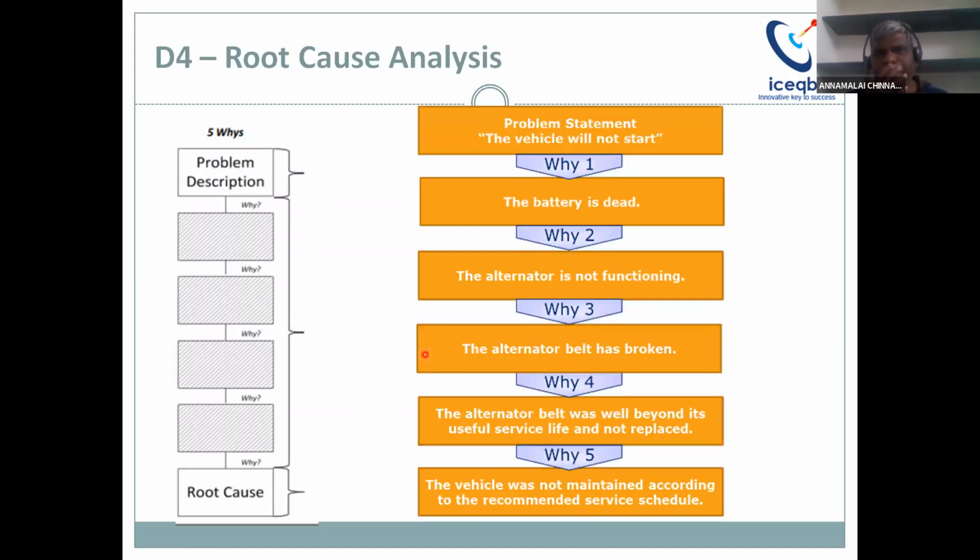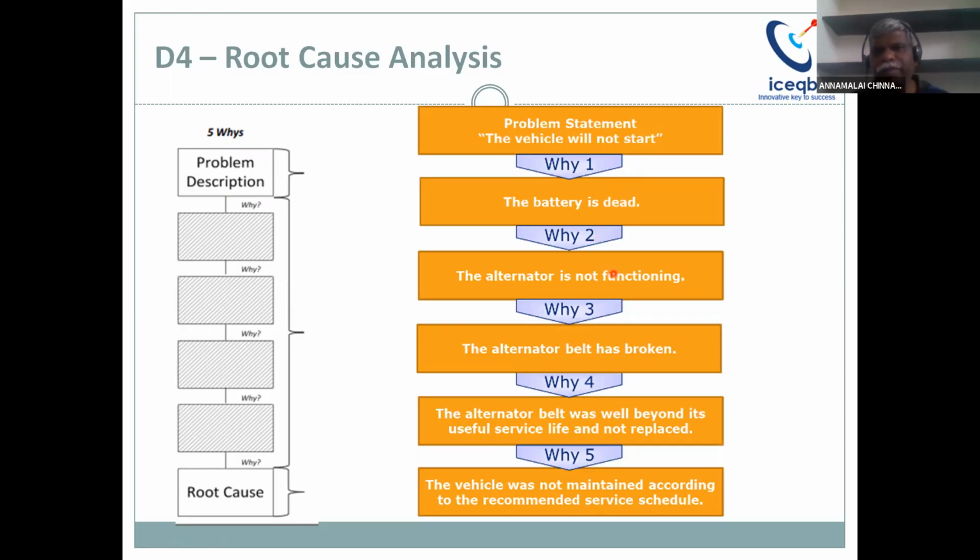So, an example for a 5Y analysis is given here. The problem is the vehicle is not starting. Every day you go to your office by a two-wheeler, and yesterday when you wanted to start, the vehicle was not starting. So you wanted to analyze what the problem was. Why is the vehicle not getting started? Then you find out that the battery is dead. Why is the battery dead?